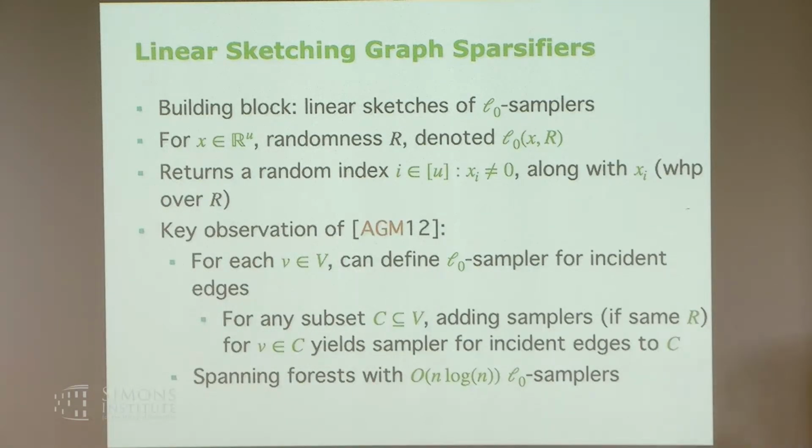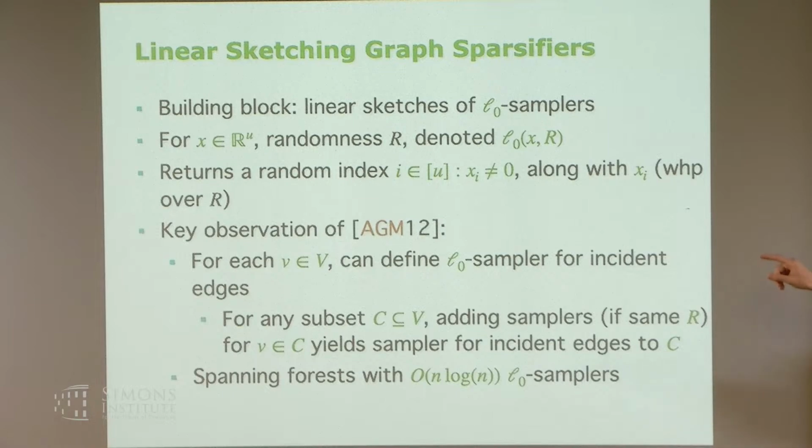A building block that appeared in this sequence of works, and a building block that we will use today, is the notion of an L0 sampler. The key properties of these L0 samplers that we'll use are, A, that you can implement an L0 sampler with a linear sketch, and B, that they return a random index. They're given a vector x of length u, where some coordinates may be 0 and some coordinates may be non-zero. And they return a uniformly random index among the non-zero support of the vector. So they return a random index i such that x_i is non-zero, along with the value of this coordinate x_i.